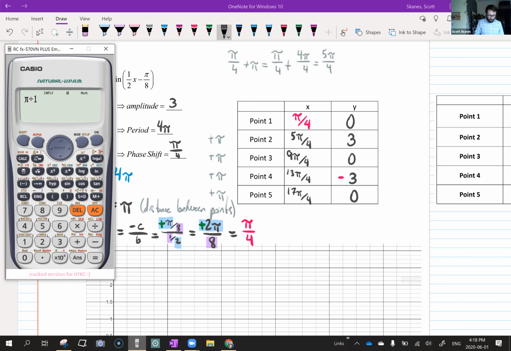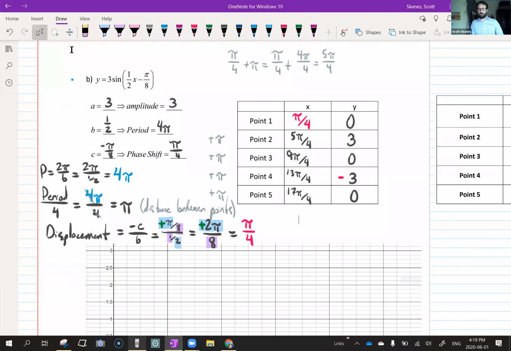Anyway, pi over 4. I'm going to add pi. It's 5 pi over 4. If you wanted just to add pi again, you don't need to overwrite your previous point. You can just press plus. If you press plus now, it'll take the answer and you just add pi to it again. Add pi to your answer. 9 pi over 4. Add another pi. 13 pi over 4. So this is how we get these numbers, okay?